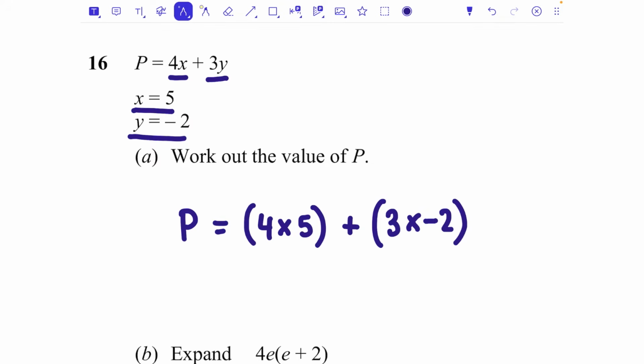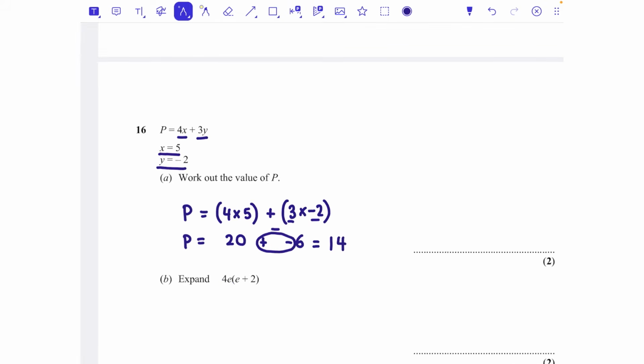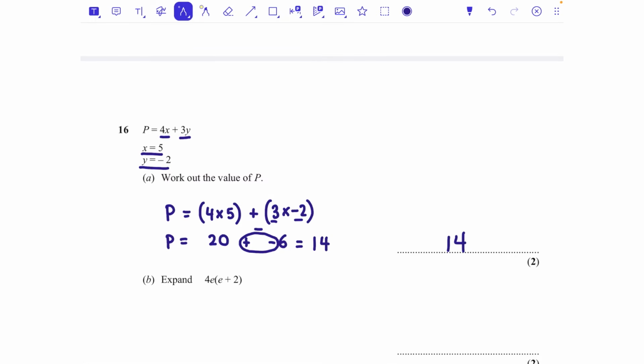4 lots of 5 is 20, and 3 lots of -2, when you're doing a positive times a negative, we just do 3 times 2, but then we make it negative if you've got one of each, and that's -6. So P is 20 add -6, and having both those symbols next to each other, that becomes a takeaway. So 20 take away 6 is 14. That is your value of P.